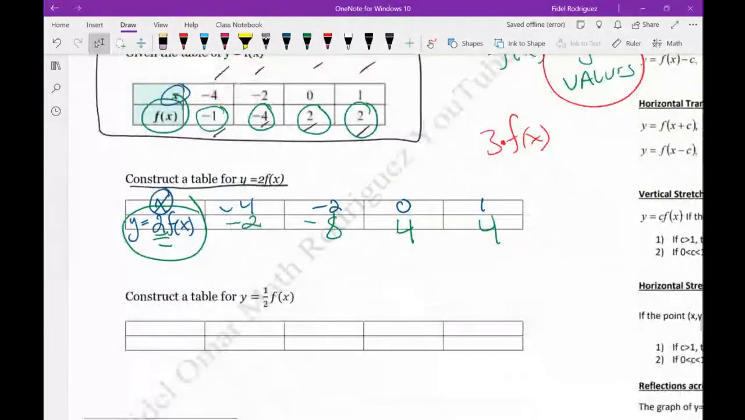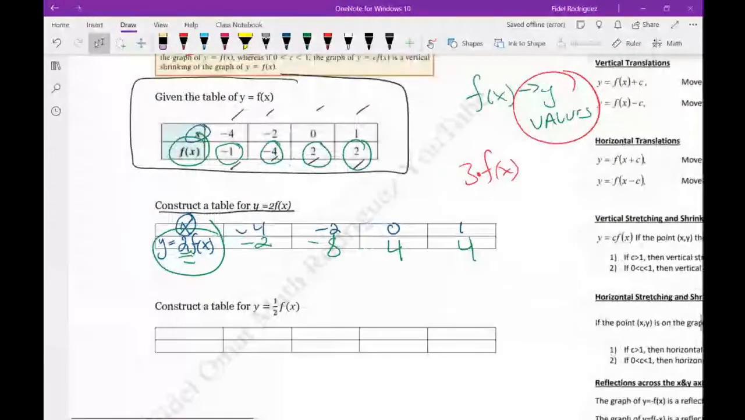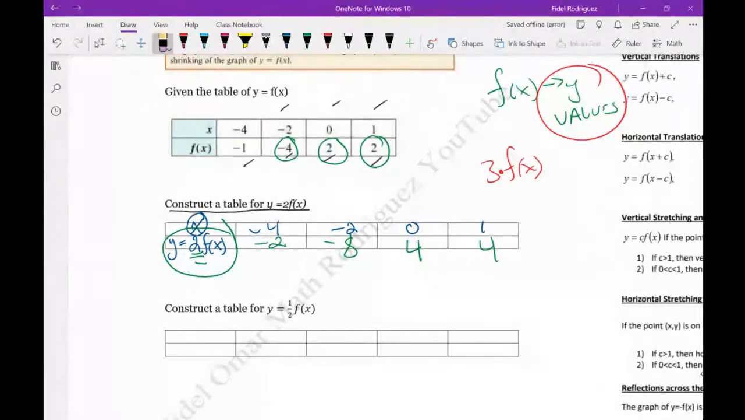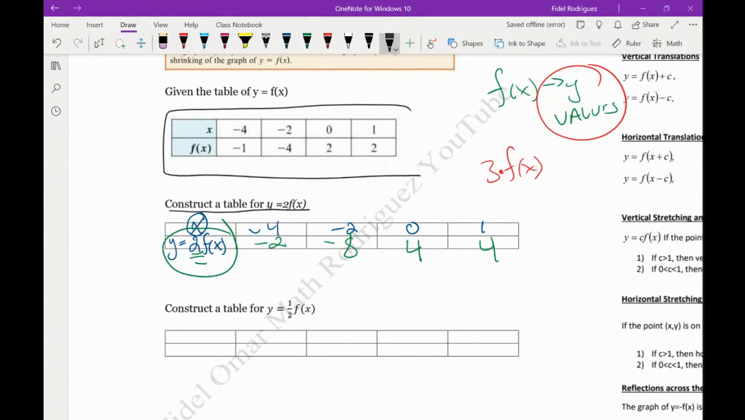So look, we're going to play the same game again. And it says, let's make a table for y equals 1/2 f of x. Okay, so I'm going to come back here. I'm going to erase this part here just because I want to look at my original table that we had again. And now we're going to do this one. So I want you to notice, again, on the inside, guys, that x has not been changed. It's still just a little x inside, just like the way it was right up here. So my x values, again, are not going to change. That's going to be -4. That's going to be -2, 0, and 1.